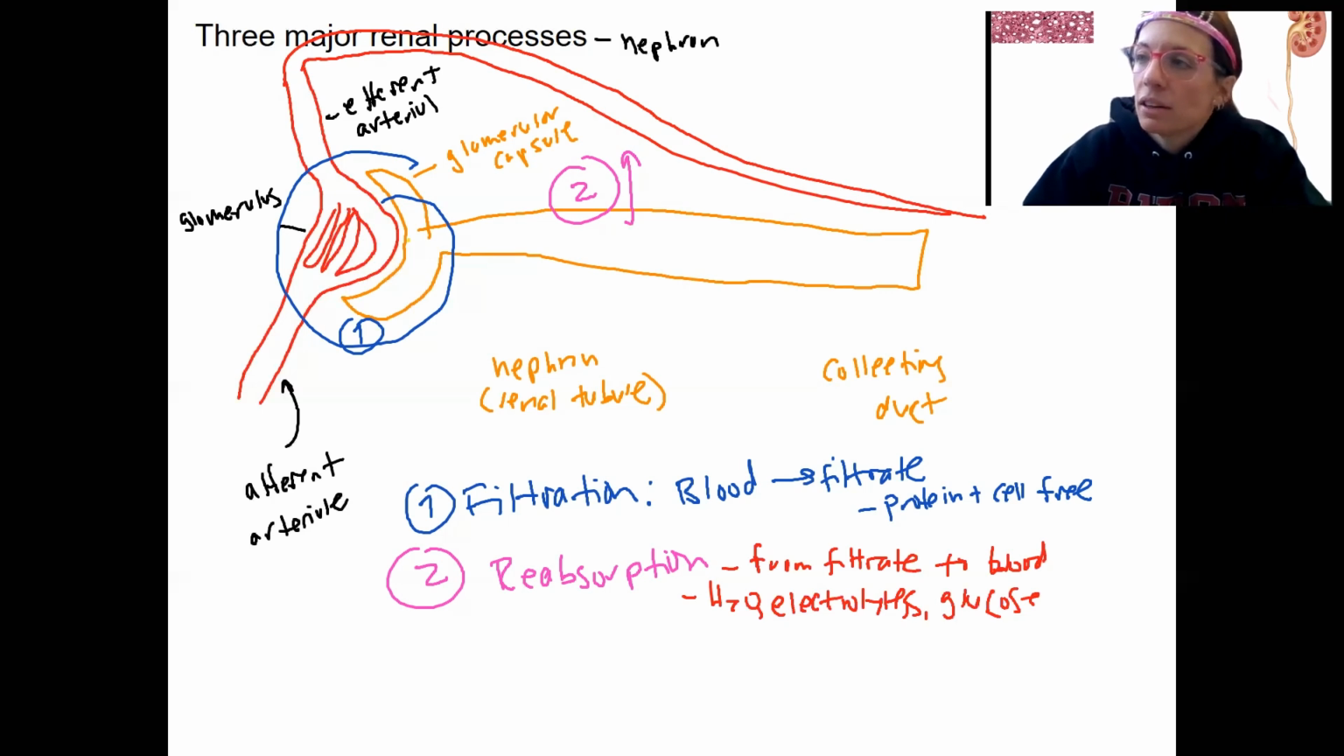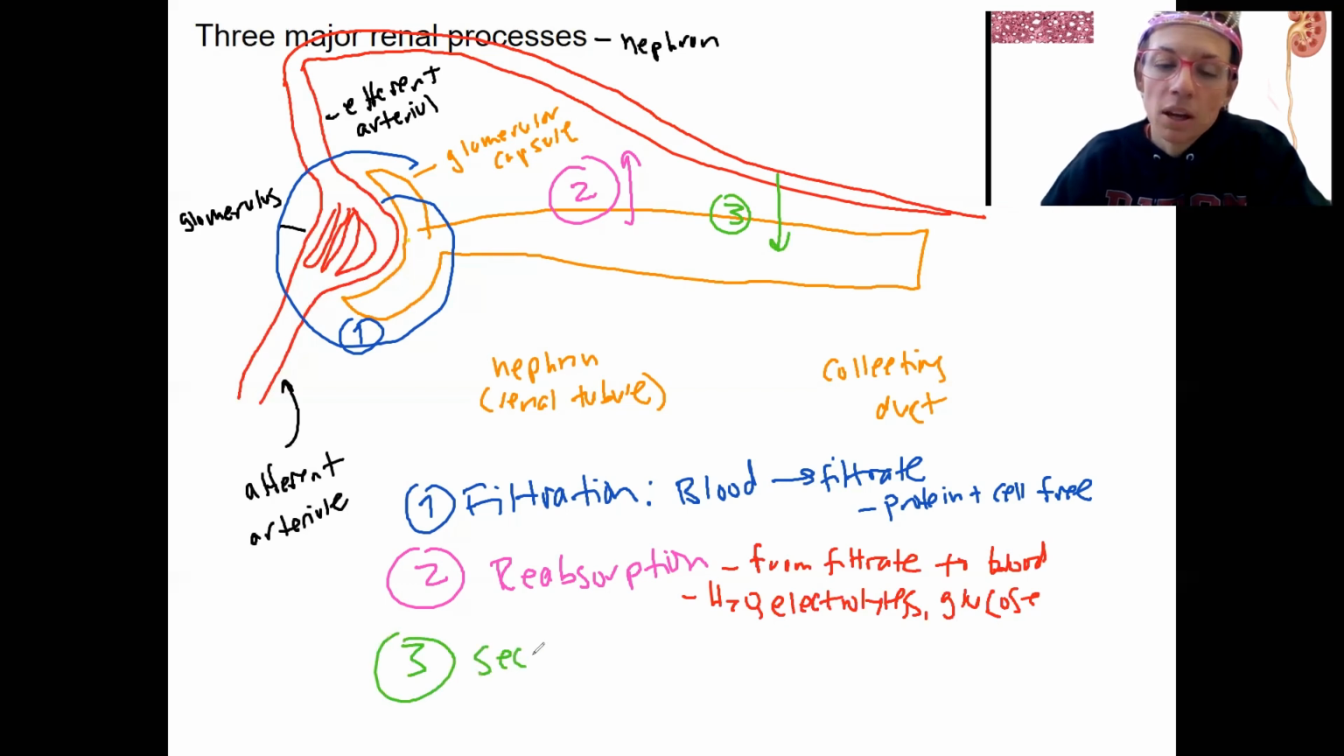Number three is secretion. Secretion is from the blood back into the renal tubule. This occurs to less stuff. So it's selectively moving substances from the blood to the filtrate. So additional wastes, for example.